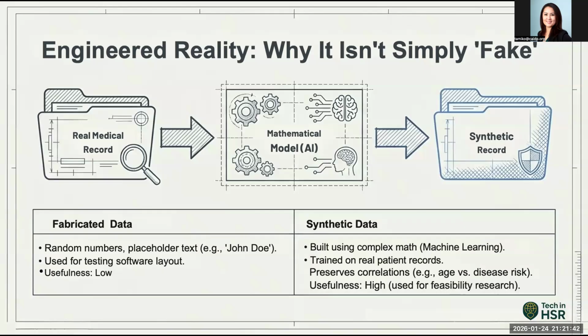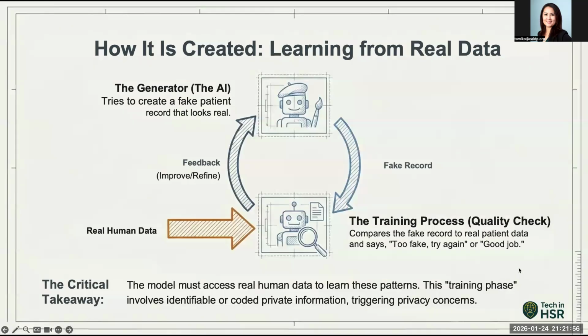The key takeaway is basically calling synthetic data fake is problematic because it obscures real risk and real responsibilities. And those risks start with how data is learned in the first place. So as this model shows, synthetic data generators, the tools that create synthetic data, have to learn from real identifiable human data in order to produce meaningful patterns of real humans. And that training data is usually identifiable. Sometimes it's coded, but otherwise it's sensitive information.